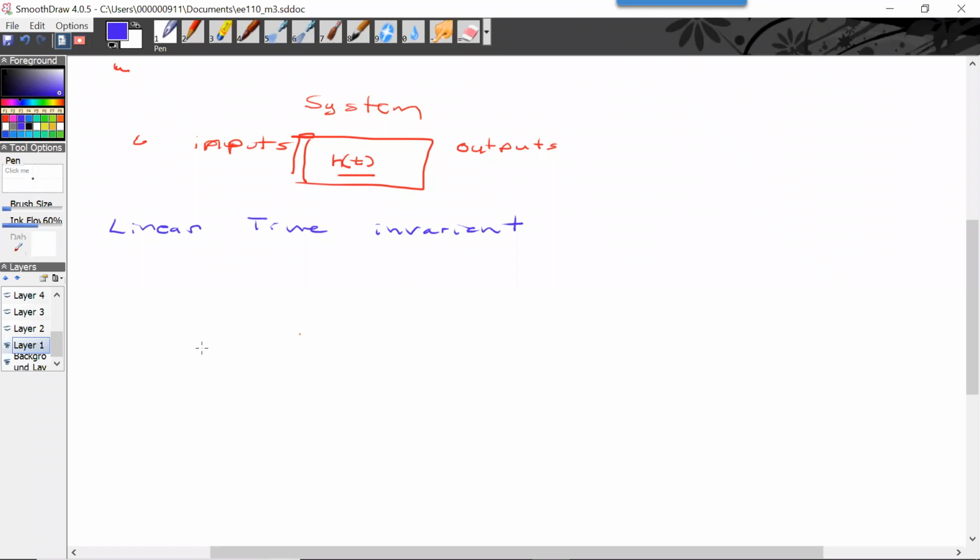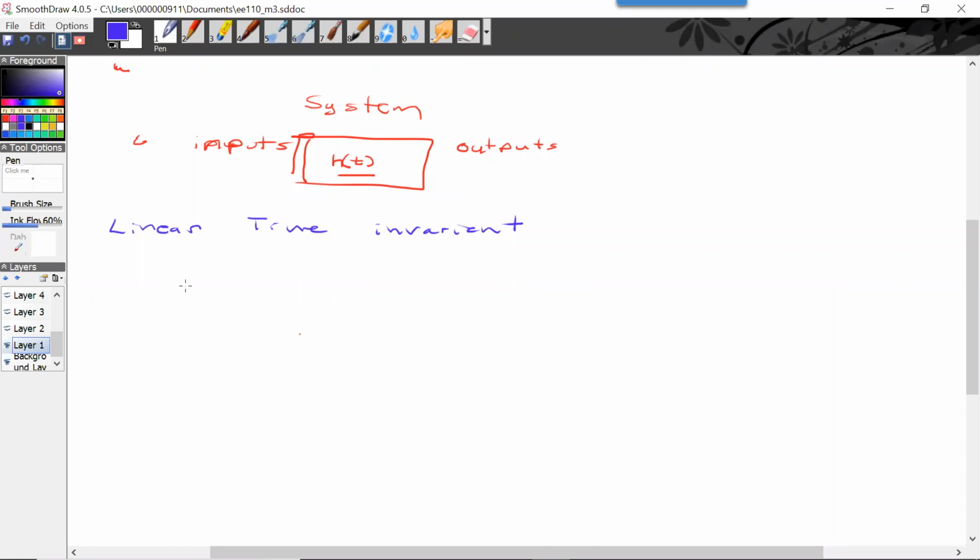we'll really be using in class are going to be linear time invariant, because ultimately we're going to want to use the Fourier transform and the Laplace transform, and those don't work unless everything is linear and time invariant. All right. So what are the qualities of a linear system?